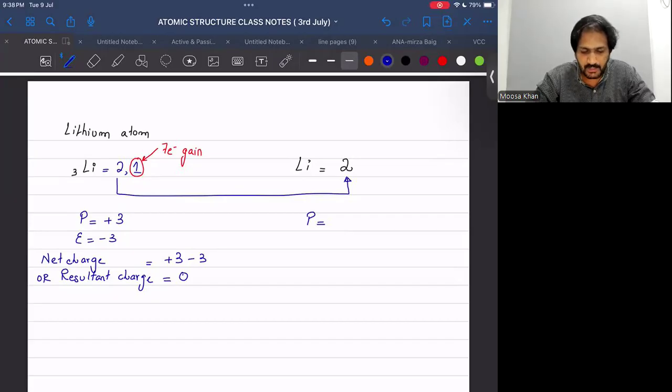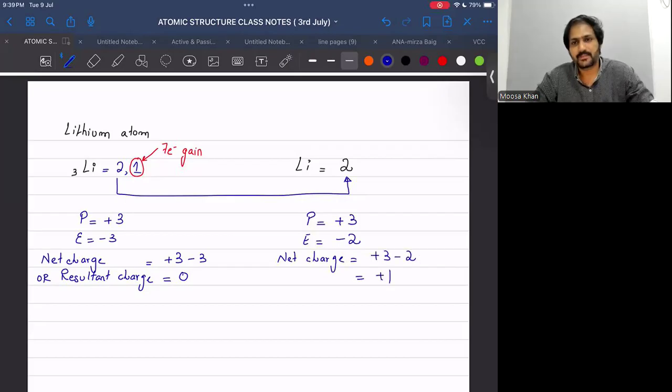अरे नंबर ऑफ प्रोटॉन्स विल स्टे सेम. इलेक्ट्रॉन लूज करा है, प्रोटॉन थोड़ी ना लूज करा है. नंबर ऑफ प्रोटॉन्स विल स्टे सेम एंड इट्स नंबर ऑफ इलेक्ट्रॉन्स वुड बिकम 2. Now if you find the net charge over this lithium particle, you get +3, -2, it would give you +1. It means the overall charge or the resultant charge or the net charge over the lithium atom is +1.